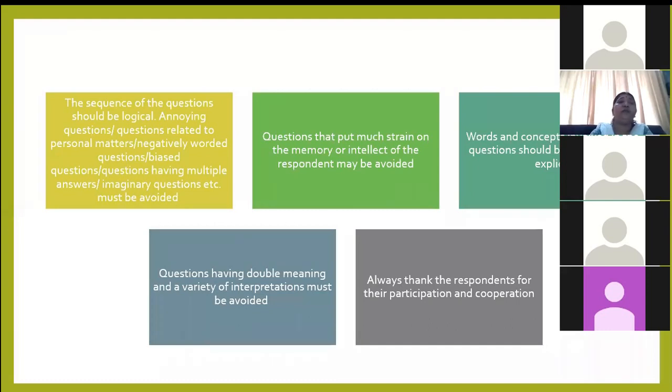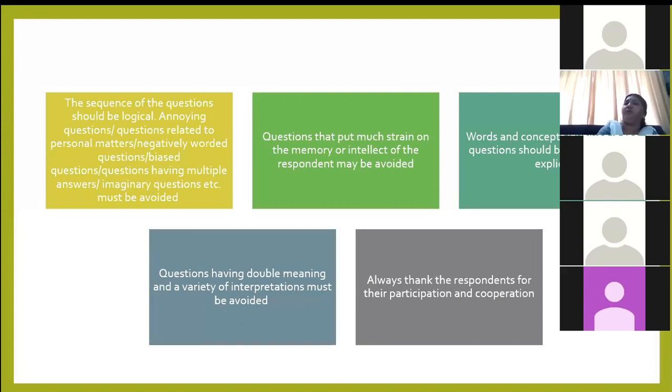Always avoid annoying questions which are related to personal matters. That kind of questions must be avoided. And similarly, questions that put too much strain on the memory or intellect of the respondent must be avoided. Then always thank the respondent.